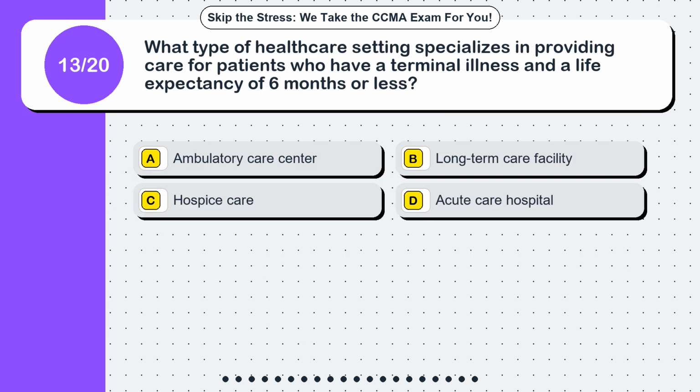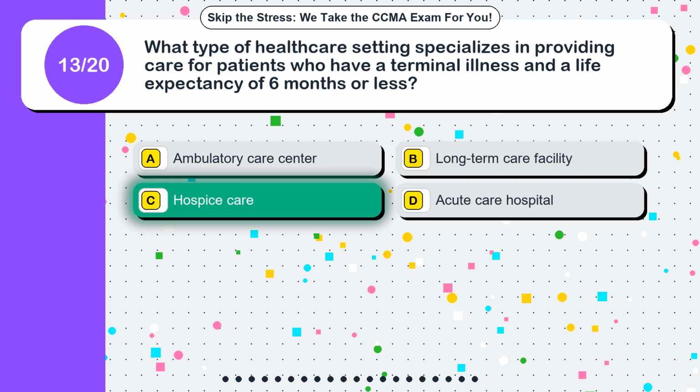Question 13. What type of healthcare setting specializes in providing care for patients who have a terminal illness and a life expectancy of 6 months or less? Option A, ambulatory care center. Option B, long-term care facility. Option C, hospice care. Option D, acute care hospital. The correct answer is option C, hospice care.